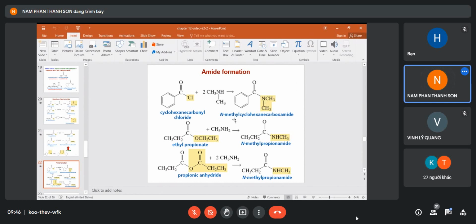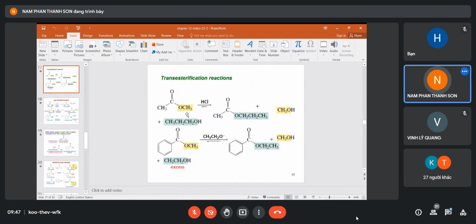Okay, so if here CH3OH, then we have OCH3. And we have a similar reaction. You remember the trans-esterification reaction? This one.